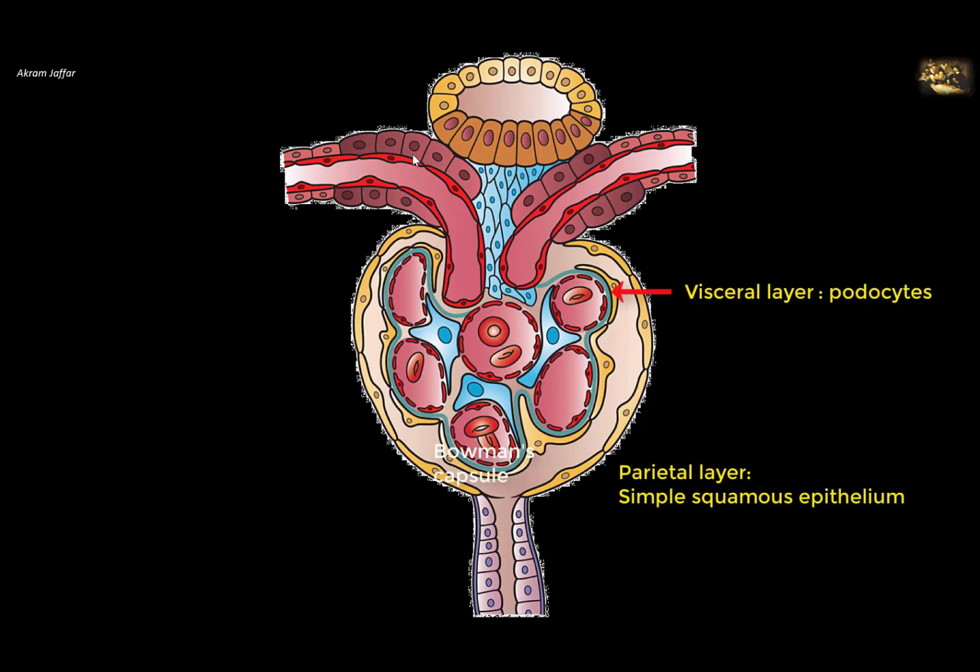Let's go back here. You can see that there are other cells which are called mesangial cells, and these are like supportive cells. This is just a diagram. We will not be able to differentiate these cells in a conventional histological stain. So let's look at a conventional histological stain of the kidney.